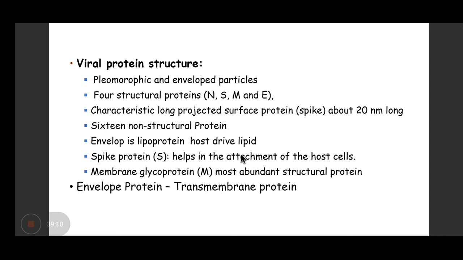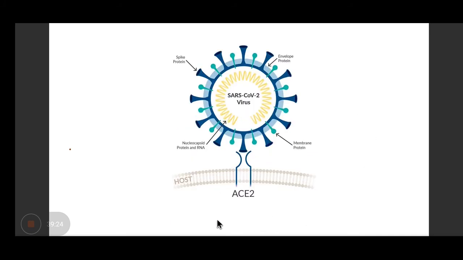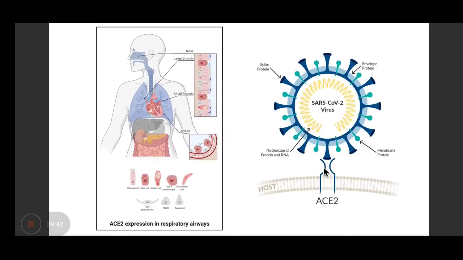The spike protein is the one which helps in the attachment of the virus to the host cell. It acts as a ligand to bind to the host cell. On host cells, the receptor is ACE2, angiotensin converting enzyme, which converts angiotensin 1 into angiotensin 2. That enzyme acts as a receptor for the virus. So the spike protein and ACE2 bind together, and then the virus enters the cell.